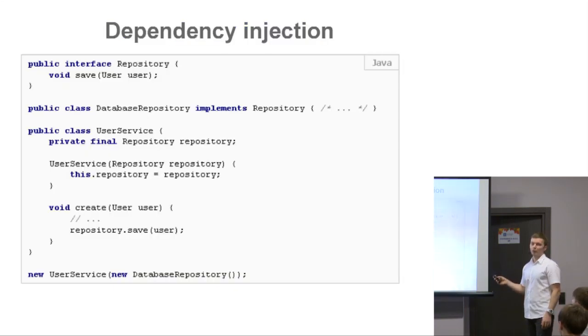In Java, we rely on composition to implement dependency injection if we don't use something like inversion of control containers and so on. So in the simple case, we just pass all the required dependencies as parameters to the constructor.